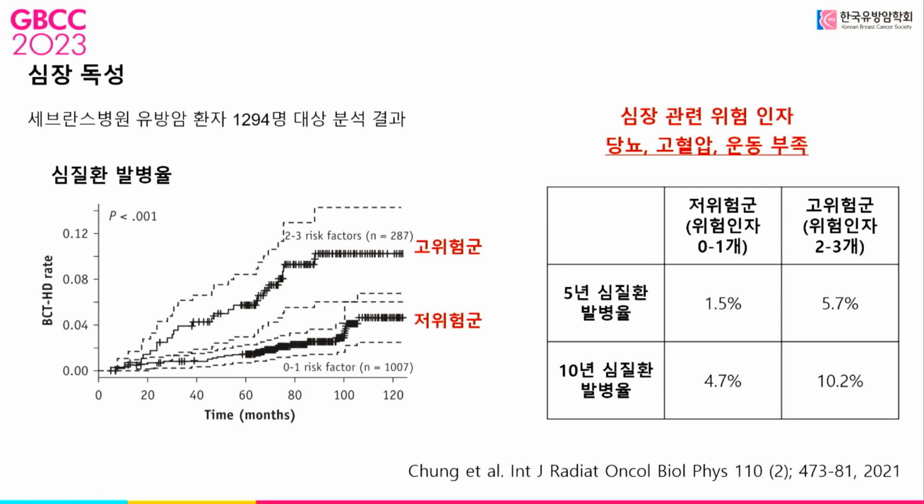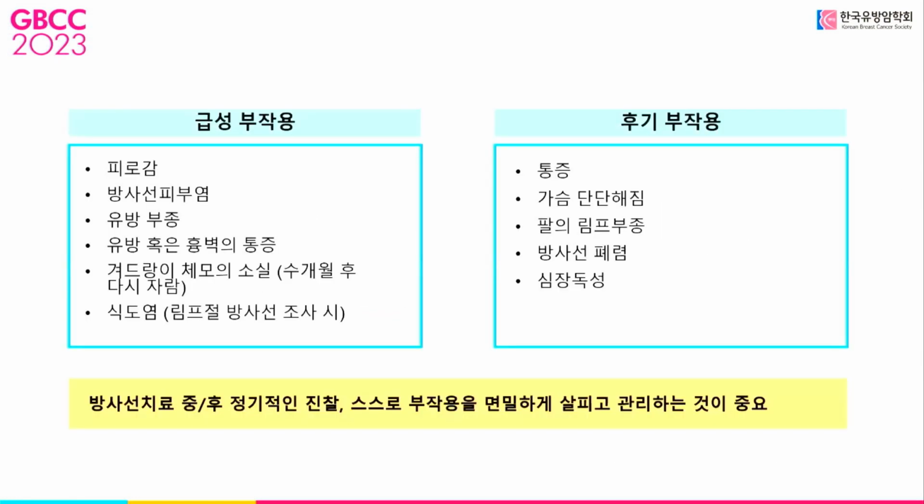in terms of the 10-year cardiac disease development in our research, with 4.7% at the low risk group and 10.2% at the high risk group. Therefore, you should proactively manage your risk factors such as diabetes, hypertension, and exercise regularly.